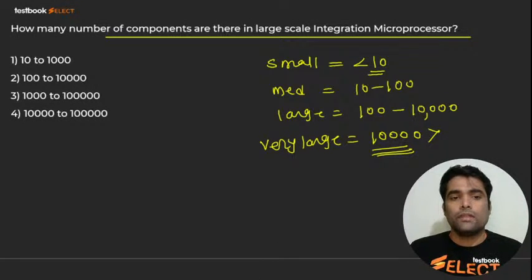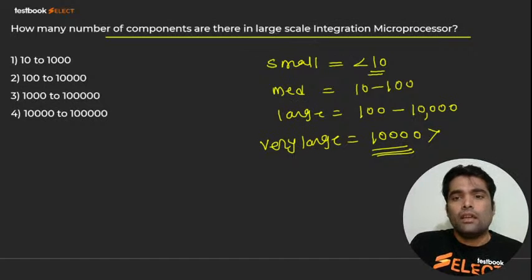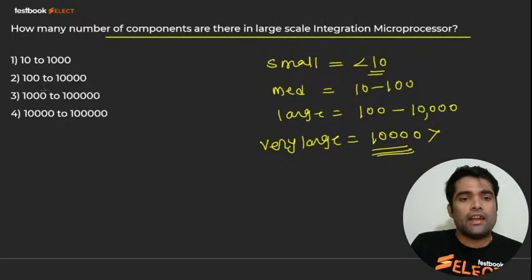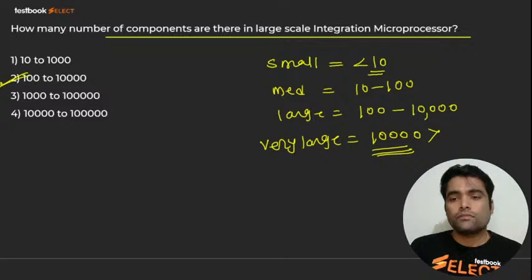Very good. I repeat, the answer will be what, my dear? They said large scale. Large scale means 100 to 10,000. Number 2 is correct. Here I go for next.